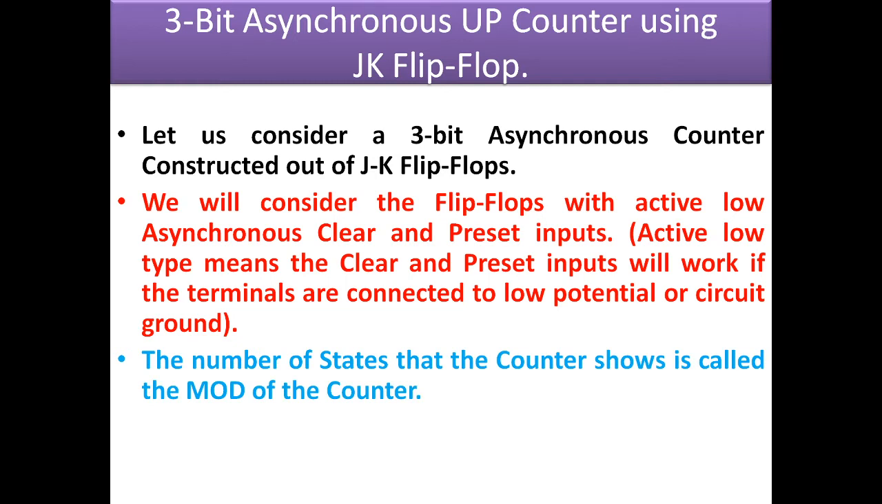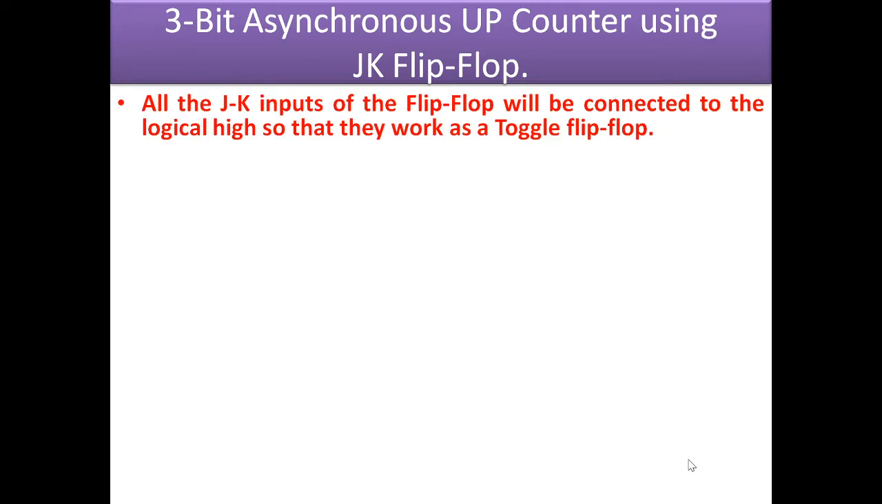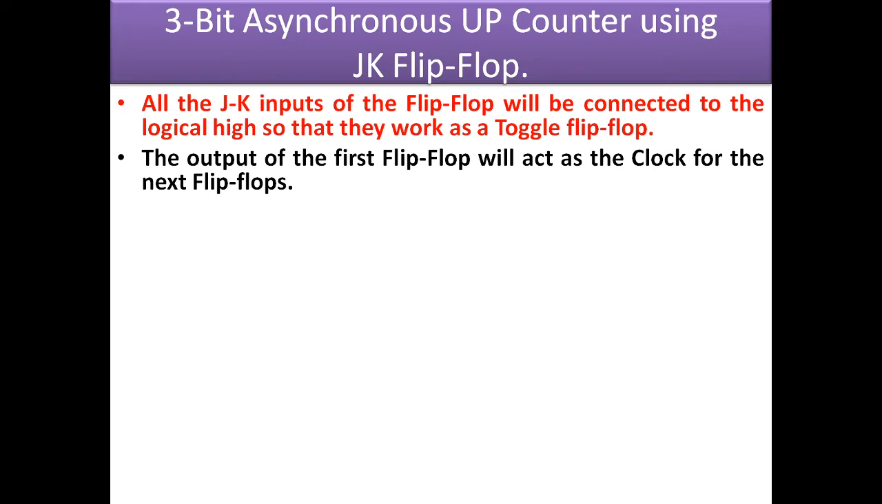Now, there is another thing called the mode of the counter. The number of states that the counter shows is the mode of the counter, and it is usually given by 2 to the power n, where n is the number of flip-flops. Now, all the J and K inputs of the flip-flops will be connected to logical high so that the JK flip-flops work as toggle flip-flops. The output of the first flip-flop will act as the clock for the next one, and so on.